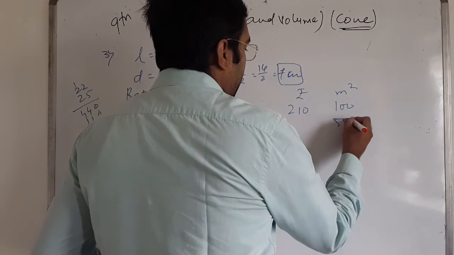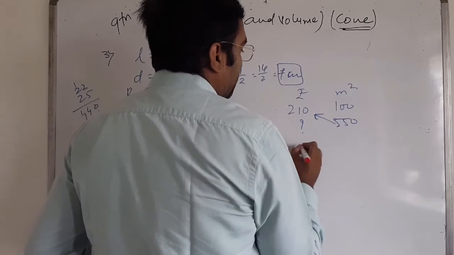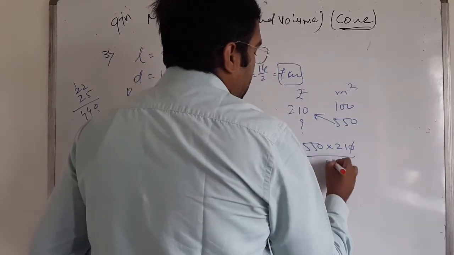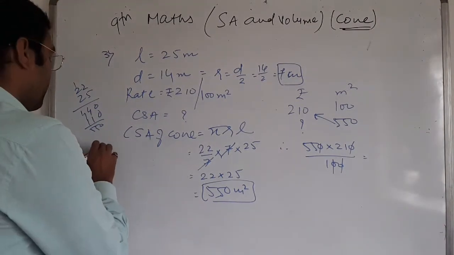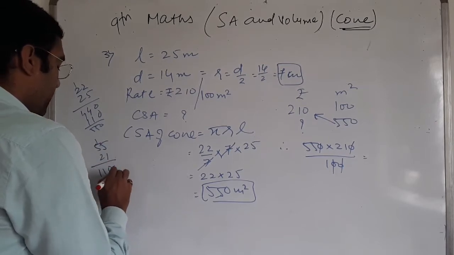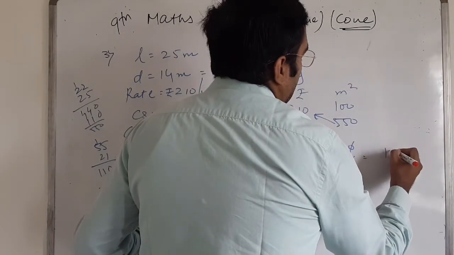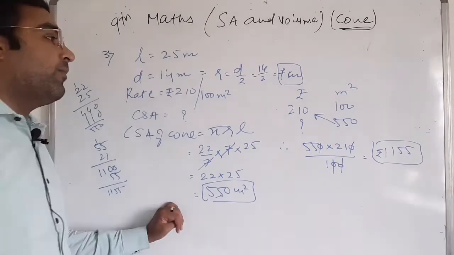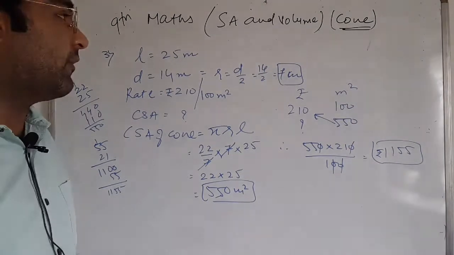So for 550 meter square, how many rupees do they require? For that, 550 into 210 divided by 100. The zeros cancel out, so 55 into 21 is the answer. 55 into 21 is 1155. So 1155 rupees are required for whitewashing the curved surface area of the tomb.